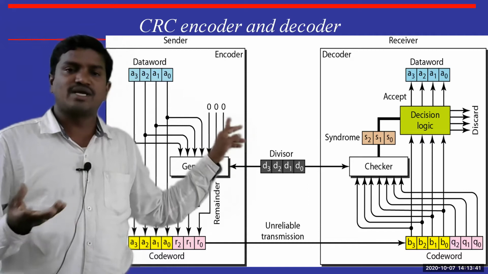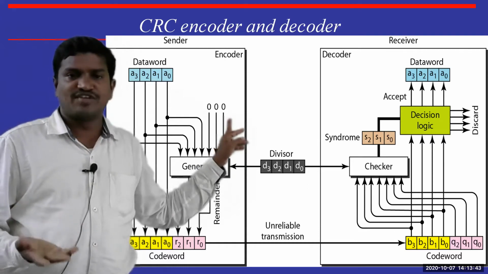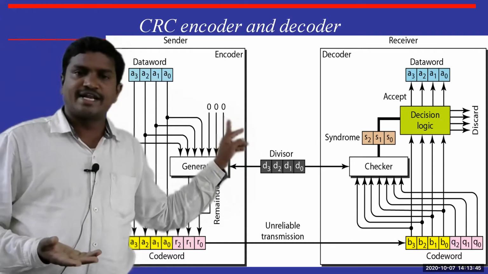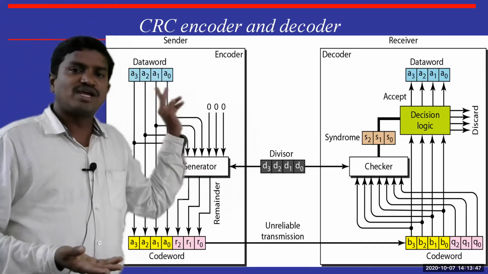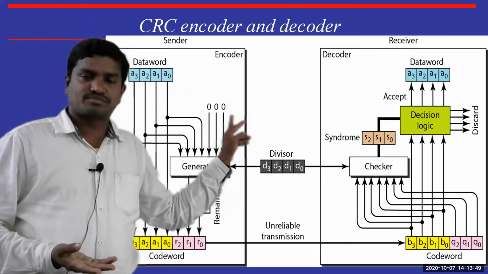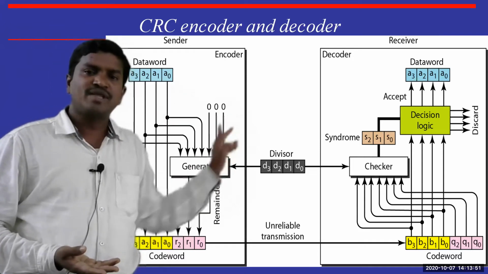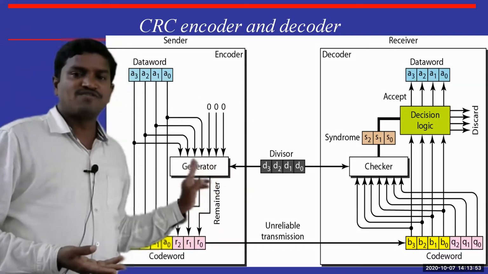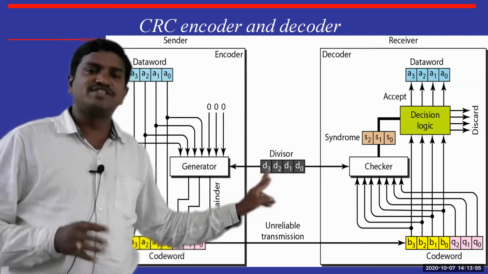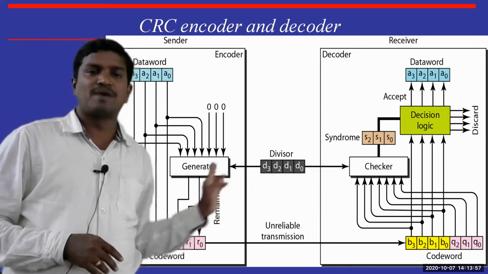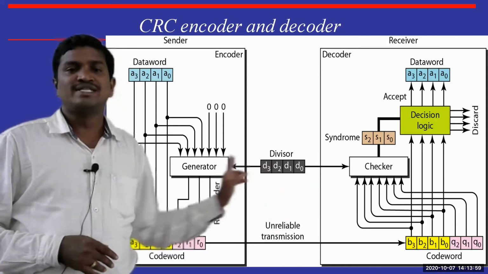So in that way we can conclude how many redundant bits we require. Once you get those redundant bits, we combine this data word with the zero redundant bits and perform division with a specified divisor. This divisor is known to both parties.